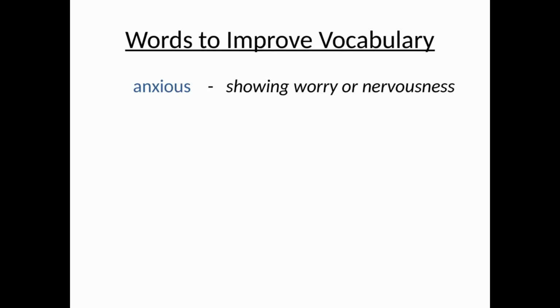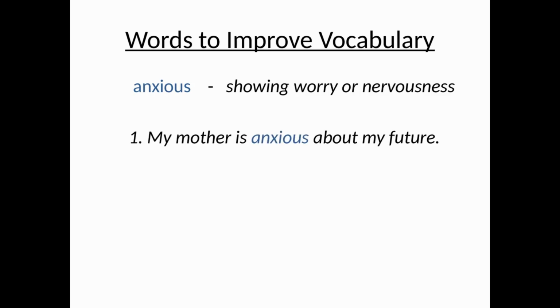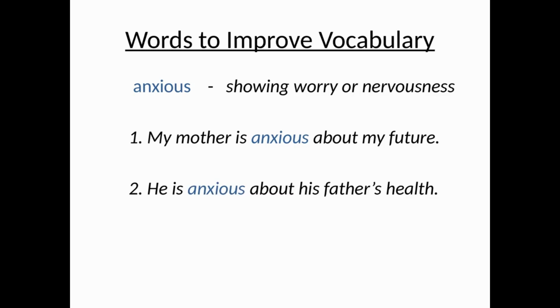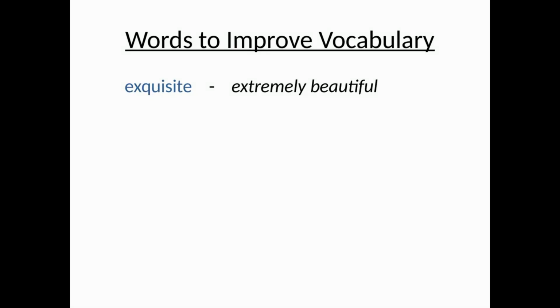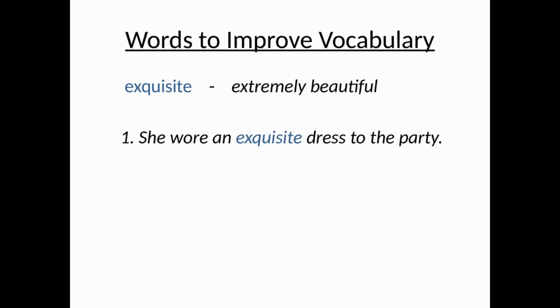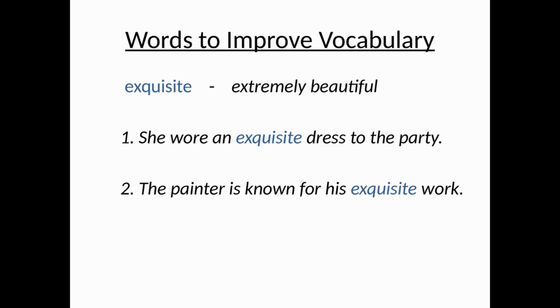Anxious, showing worry or nervousness. My mother is anxious about my future. He is anxious about his father's health. Here we use anxious instead of very worried. Exquisite, which means extremely beautiful. She wore an exquisite dress to the party. The painter is known for his exquisite work. Here exquisite is used in place of very beautiful.